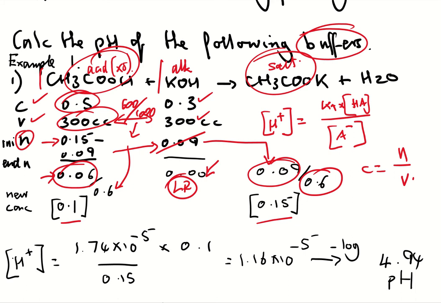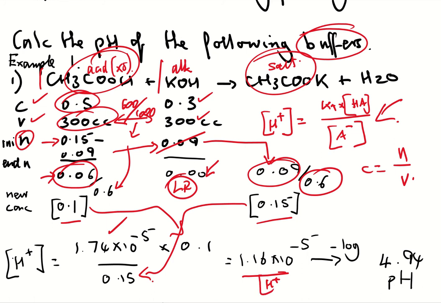I put that into my equation from up here. So my Ka will be given to you in the equation. I haven't given it to you in the equation here, but put it in there. It's the Ka multiplied by the concentration of the acid, the HA, divided by the concentration of the salt, which gives me this 1.16 times 10 to the minus 5. That's the concentration of the hydrogen ions in here. I take minus the log of that, and I get 4.94 as the pH.